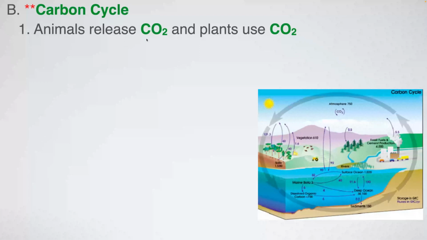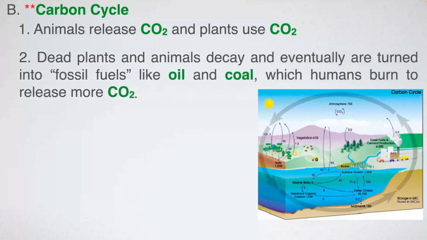Animals, so us, right? We release CO2, that's what we breathe out, and then plants use that CO2 in a process that we'll talk about later on called photosynthesis, and it's a part of photosynthesis called carbon fixation. So dead plants and animals, we decay, and eventually we can get turned into "fossil fuels." And notice it's in quotes like that. Fossil fuels are things like oil and coal, which then, what we end up doing is either digging it, if it's coal, out of the ground, or making a pipeline or something, or a spigot, and then you end up with oil.